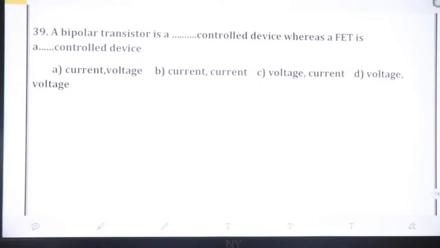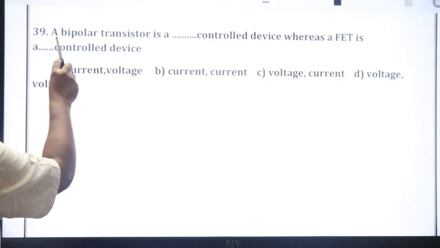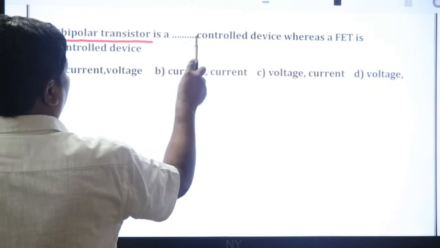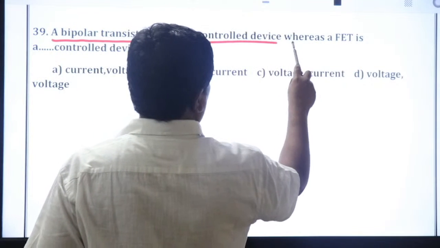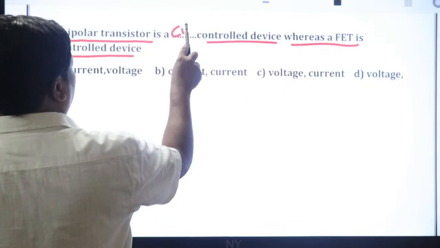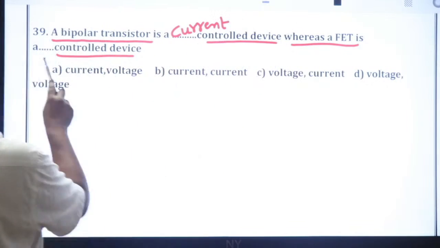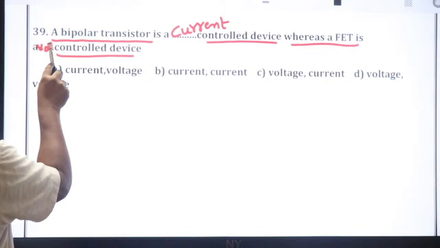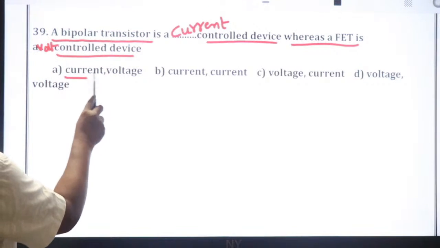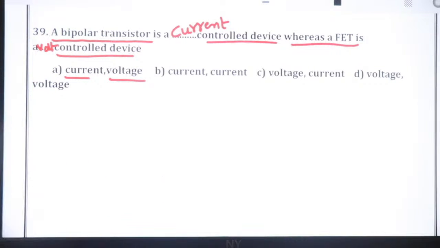Next. A bipolar transistor is a dash control device. FET is a dash control device. BJT is a current control device. FET is a voltage control device. Current and voltage. Already I discussed this point in our same session.